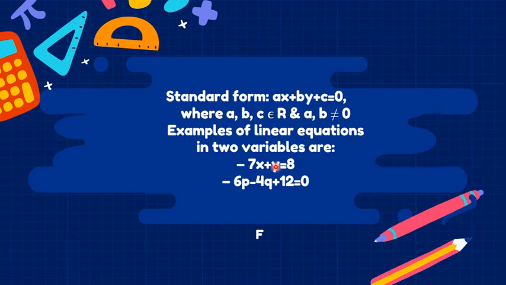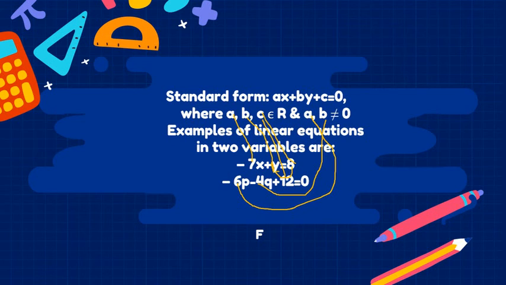minus 7x plus y is equal to 8. It is the first example. And minus 6p minus 4q plus 12 is equal to 0. Here we can say that minus 6 is equal to a, minus 4 is equal to b, and 12 is equal to c. In some cases the value of c will be 0. And in the first example, minus 7 is the value of a, and here nothing is written, which means 1 will be there, so 1 is equal to b, and when the plus 8 moves across, the value will be minus 8, and that is c. You can understand.